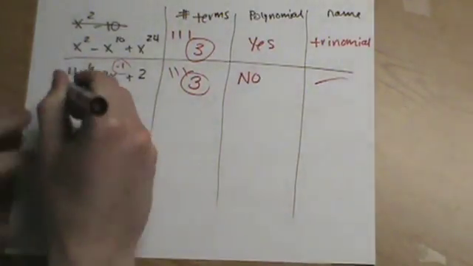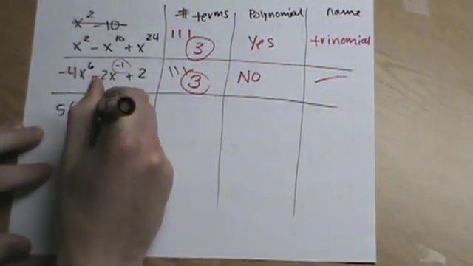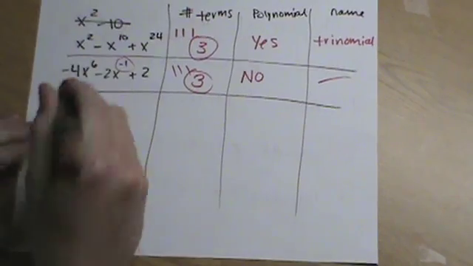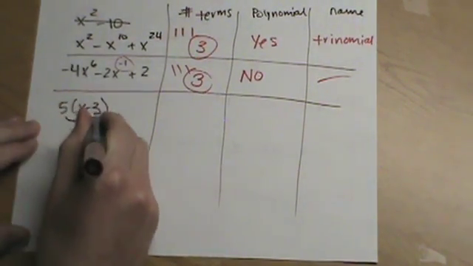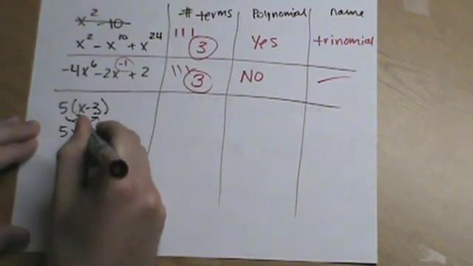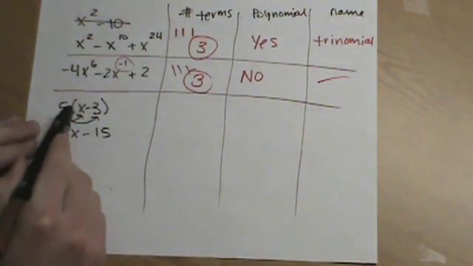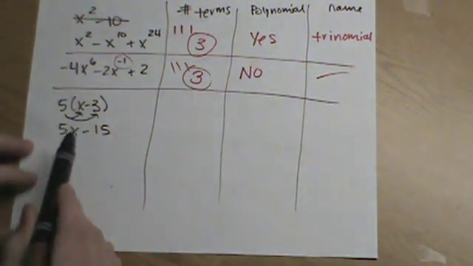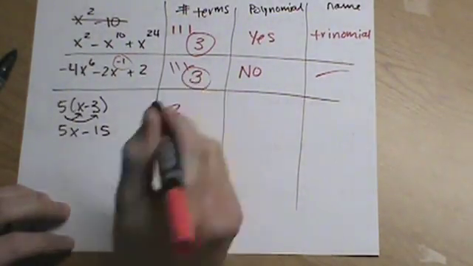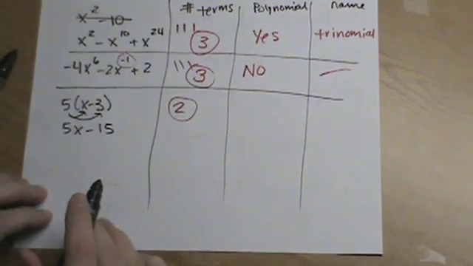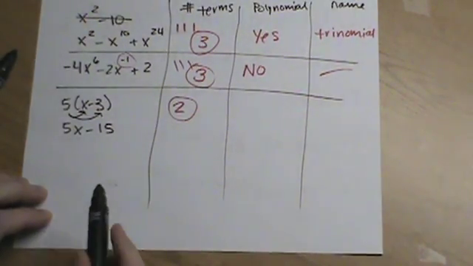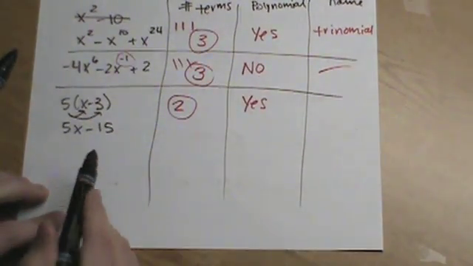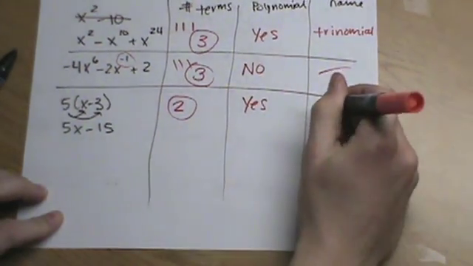Let's try another example. 5 times the quantity x minus 3. Now, this one you have to expand. What I mean by expand is distribute the 5 to the x and to the negative 3. So that would equal 5x minus 15. I simply multiplied 5 by x and 5 by negative 3 to equal this. Now, let's count the number of terms. We have 5x and we have negative 15. So that's 2 terms. Now, is it a polynomial? That means negatives in the exponents or divide by x. Nope, all positive exponents. So, yes. And does it have a special name? Well, it only has 2 terms, so that means it's a binomial.